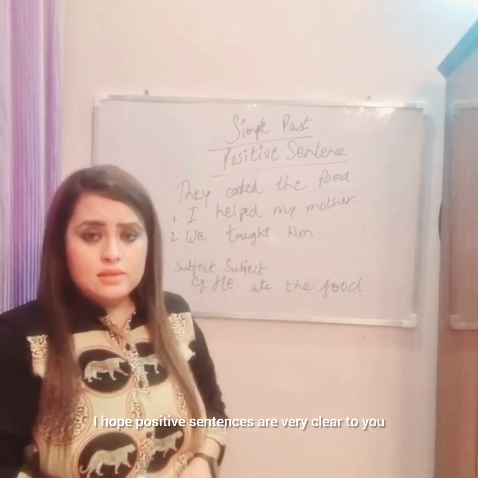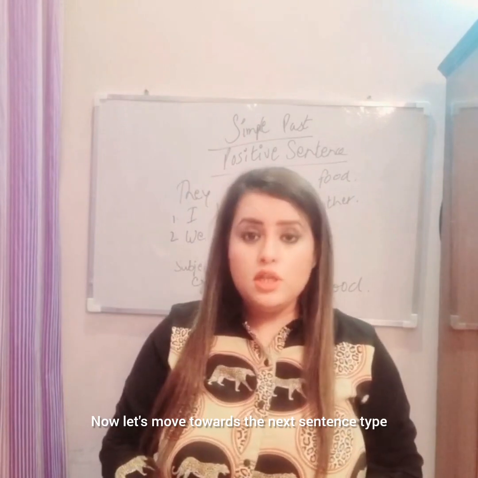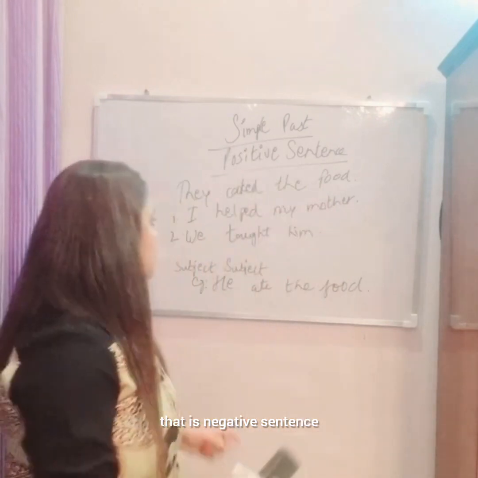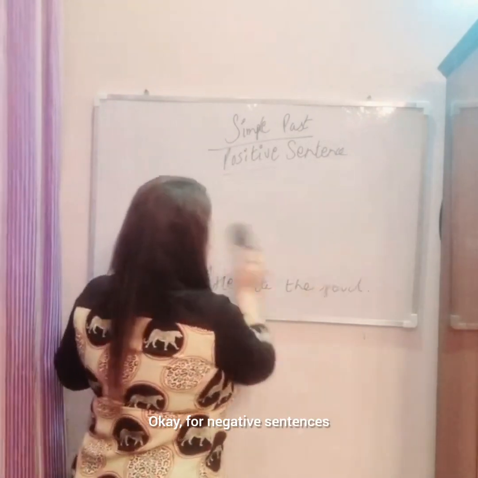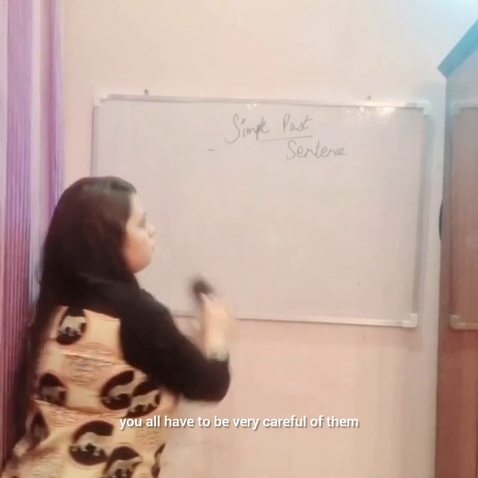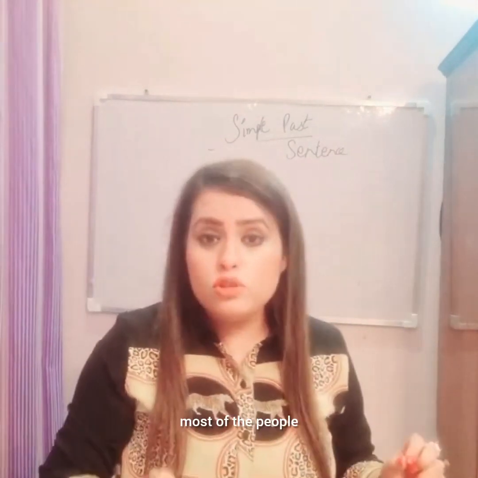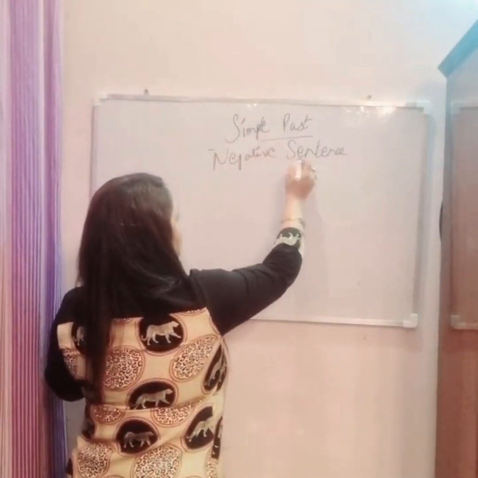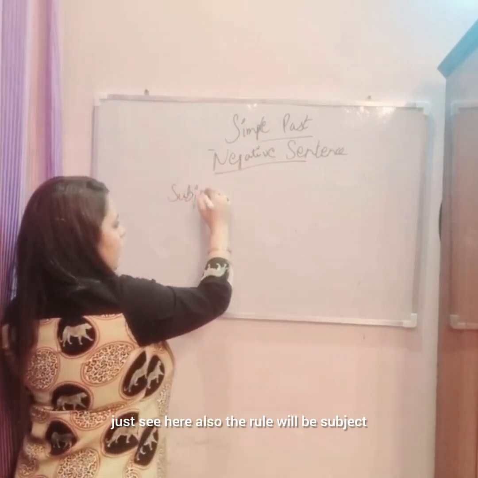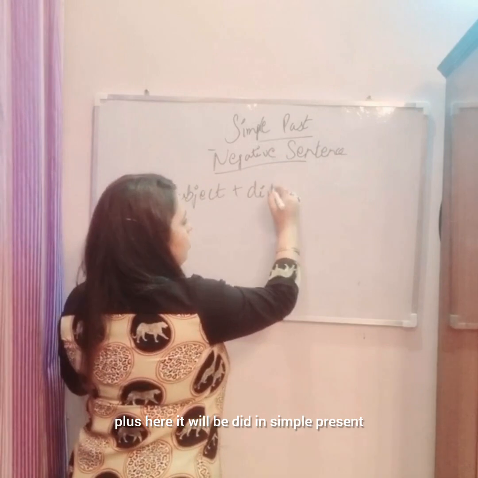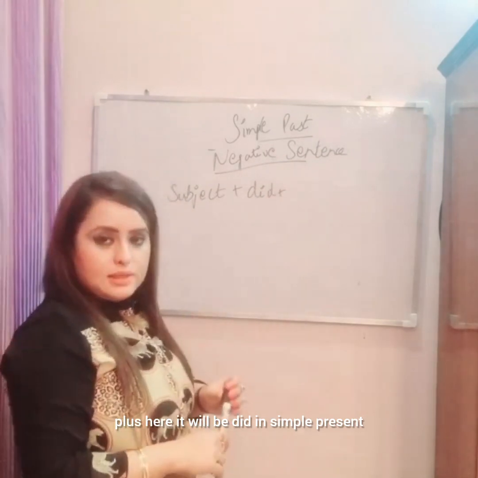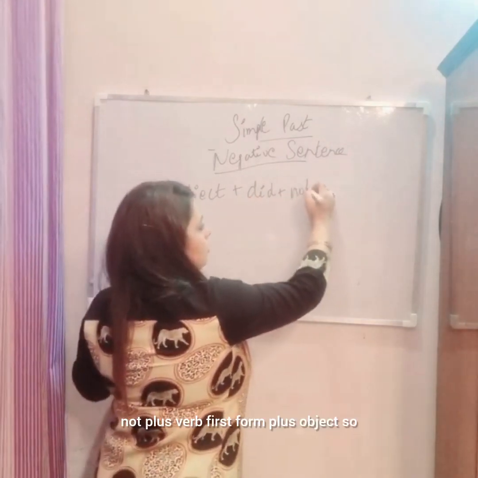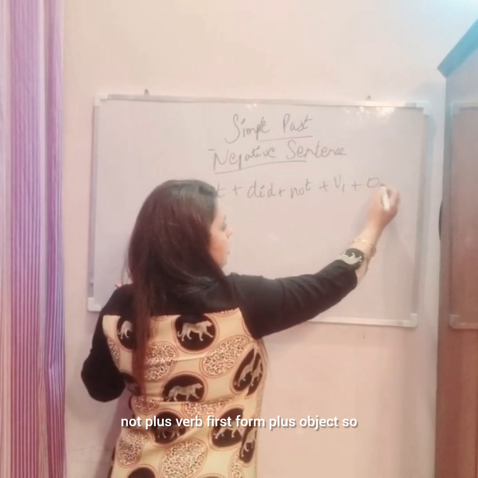I hope positive sentences are very clear to you. Now let's move towards the next sentence type, that is negative sentence. For negative sentences, you all have to be very careful of the rule. Most of the people do the error here. How? Just see, here also the rule will be subject plus did. In simple present it will be do or does, but in simple past it is did. Plus not, plus verb first form plus object.